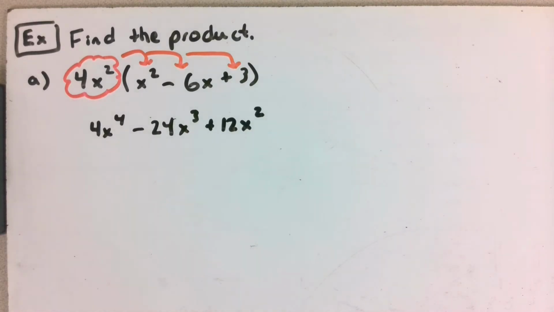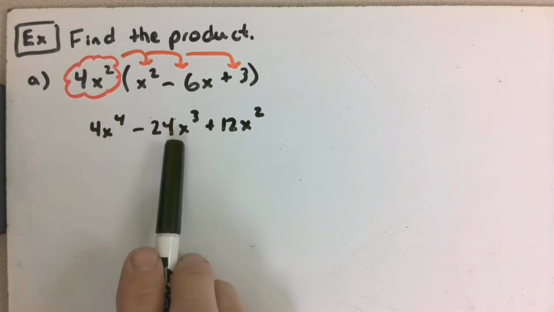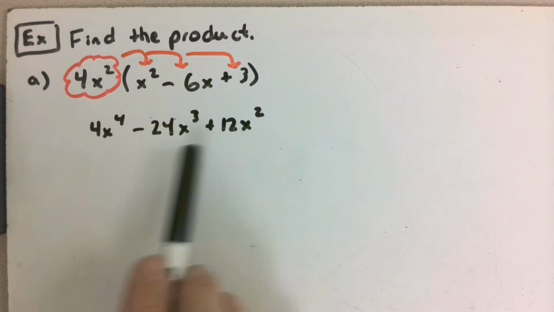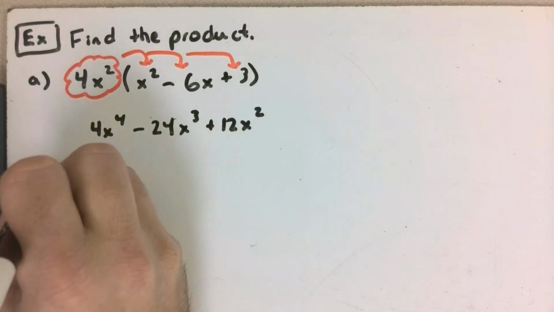After you eliminate parentheses, you should look to combine like terms if you can, but these terms are not like. We have an x to the fourth term, an x to the third term, an x squared term. No like terms, so we can't add or subtract them, and they are in standard form.